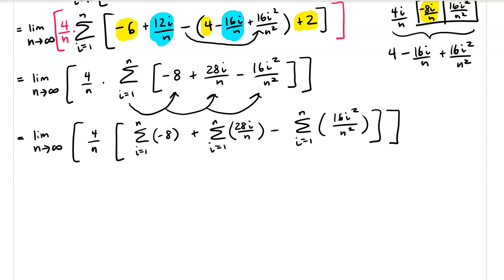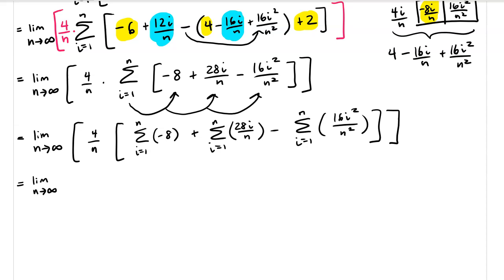Another theorem from that section says that we can factor out constants outside of our summations, and the only variable we have in terms of our summations is i. So anything that's not an i, if we have an n or a constant, we can factor that out.